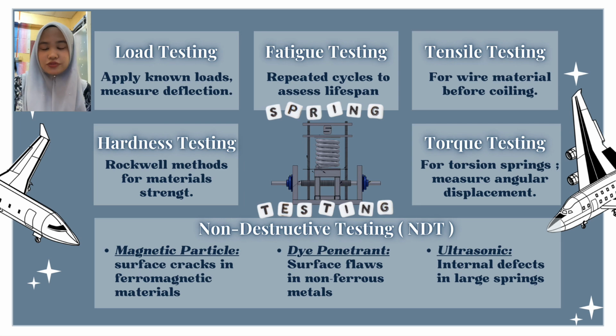Finally, we perform non-destructive testing, or in short form, NDT, to detect defects without damaging the spring. There are three main techniques. The first one is magnetic particle testing. It is used for ferromagnetic materials, and this method identifies surface and near-surface cracks. The second one is dye penetrant testing, which is applied to non-ferrous metals and reveals surface flaws and discontinuities. The third one is ultrasonic testing, utilized for larger or more complex springs, and this method detects internal defects and inconsistencies.